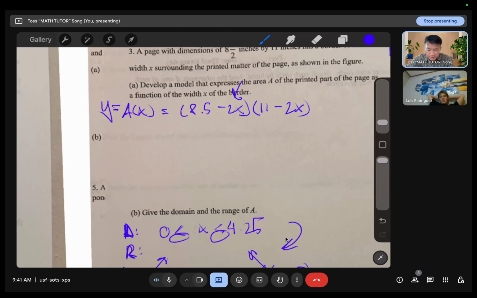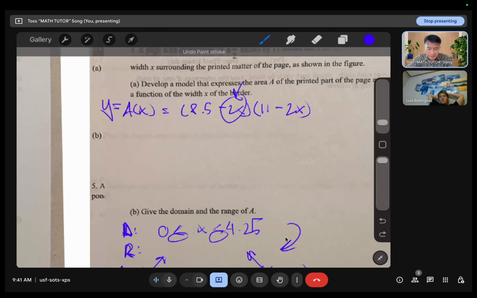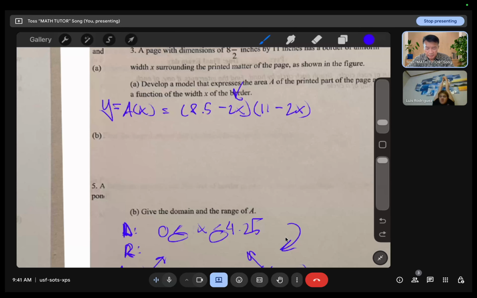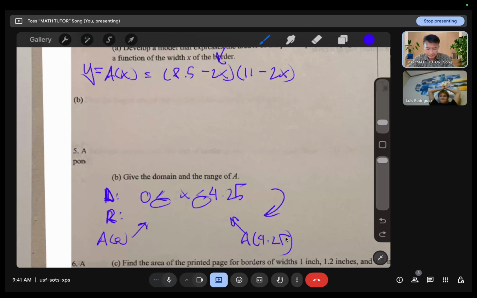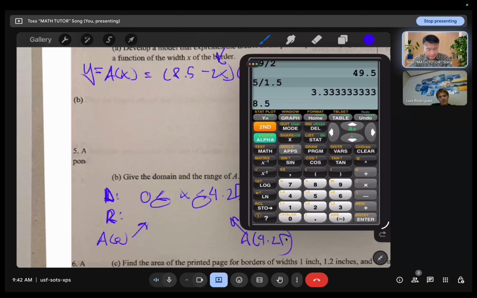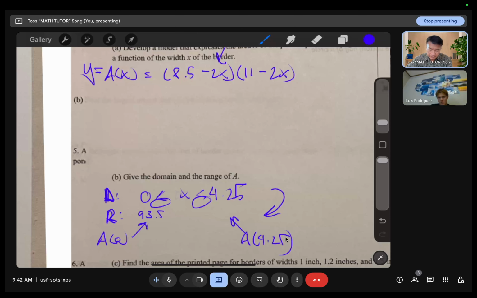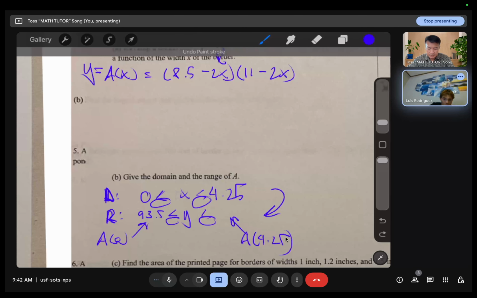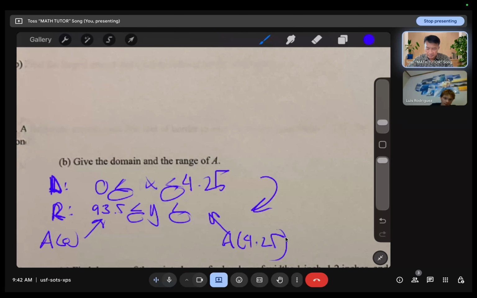So you put 0 in here. So basically it's going to be 11 times 8.5. Do you understand? Let me go ahead and use the calculator. 8.5 times 11. So the first value, the smallest value is 93.5. Again, the bar here, you can ask your teacher. If you put the bar here, you're going to put the bar here. Do you get it? You put the bar for the x, you're going to put the bar for the y. Yeah. So that's the minimum area.